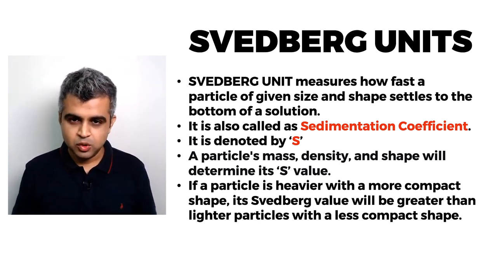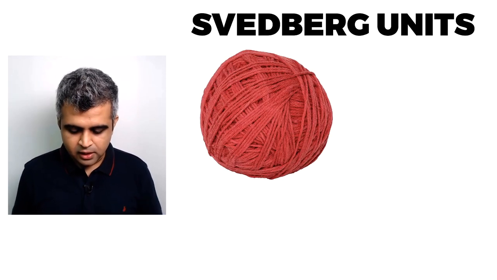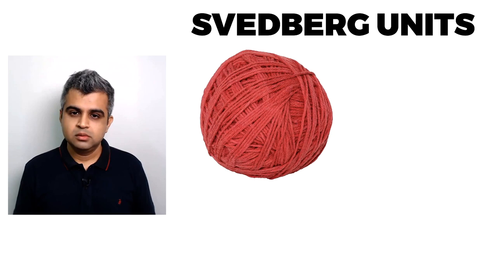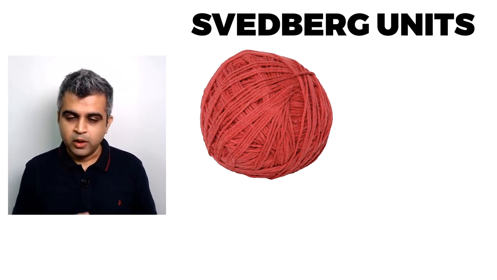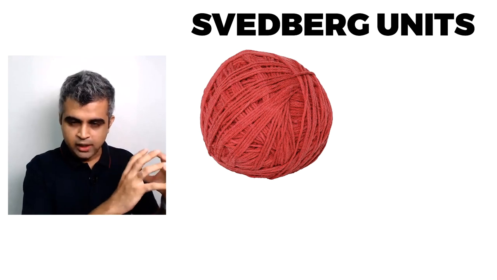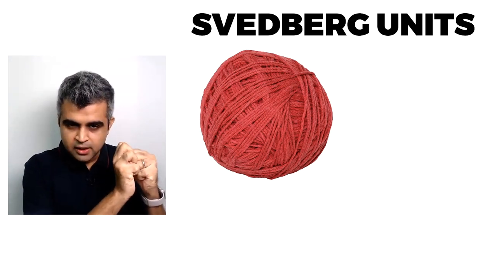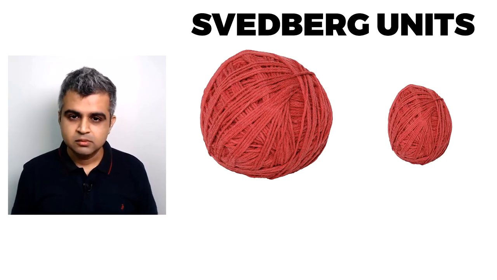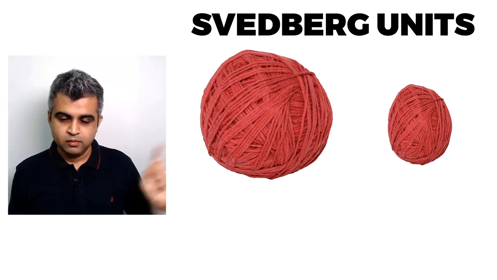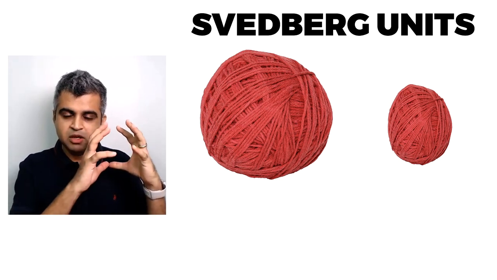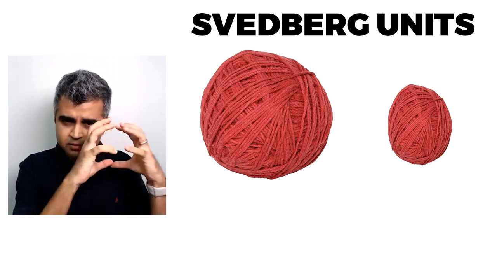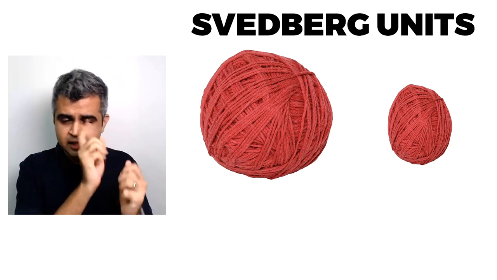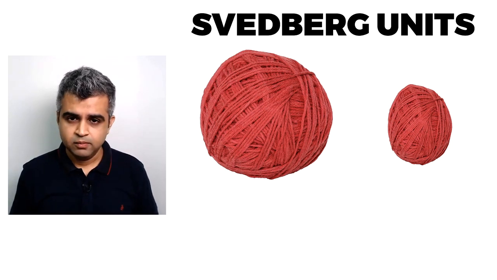So let me explain this to you with a little example. Let's take a cotton wool ball, as you can see here. Now what I'm going to do is take the same ball and squish it, and that is the next ball that you're going to see. So now you can see two balls here. The first one is simply fluffy and the second one is squished. The same ball is just squished, and that's what I've shown on the other side.